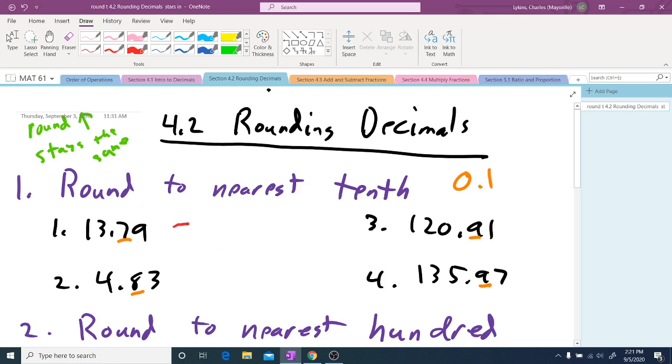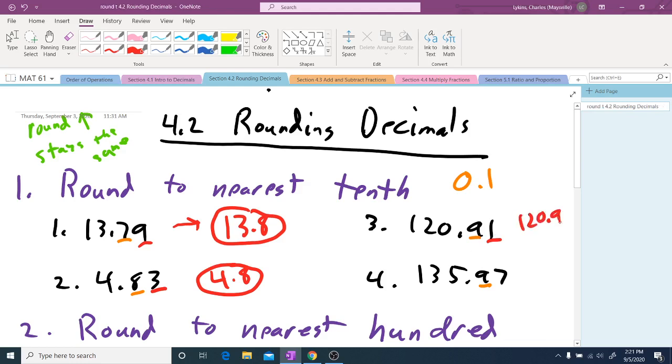So if we look at our first one, this right here is a 9, so that 9 would cause that 7 to round up. And the second one, that 3 would make that 8 stay the same. The 1 right here would make that 9 stay the same. And finally, that 7 would cause that 9 to be a 0 now, which basically makes a 10, so I would carry this and make that a 6. So that should be 136.0 now.